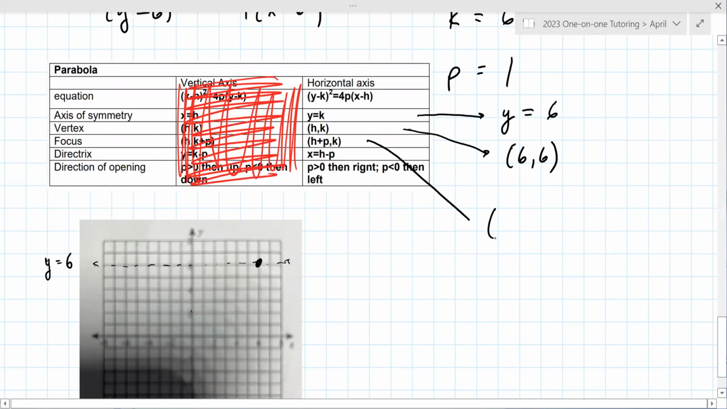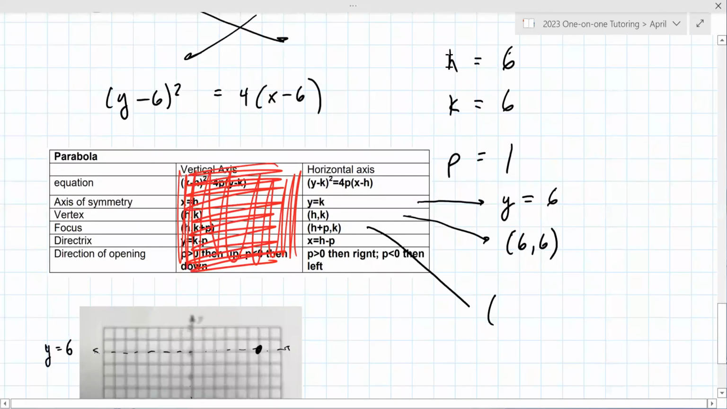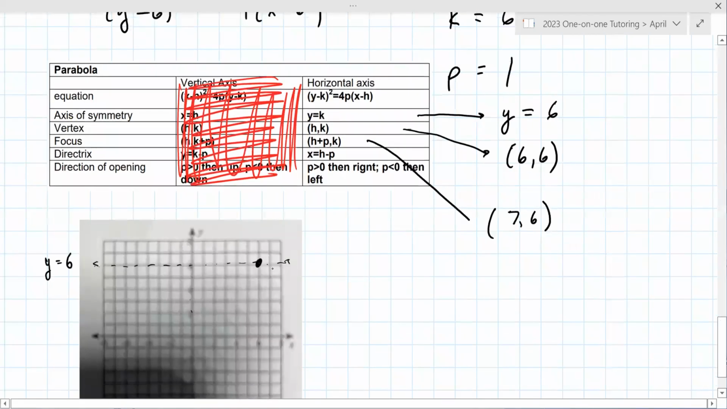Next one is the focus. Focus is H plus P. So you add those together, comma K. It's an ordered pair though when you're all done. So it'd be 7, 6. Okay. And it's not really a point, but you label it as a point.